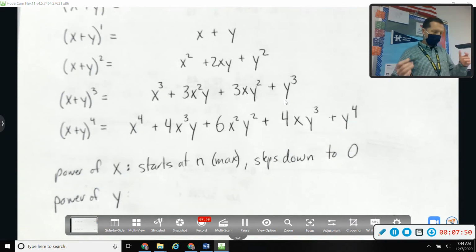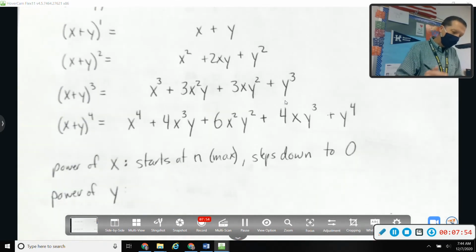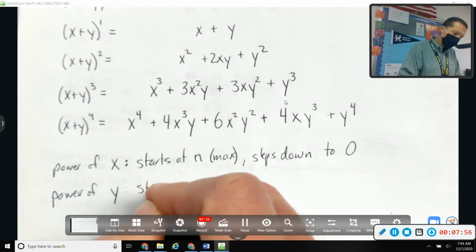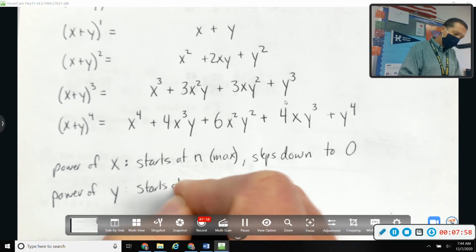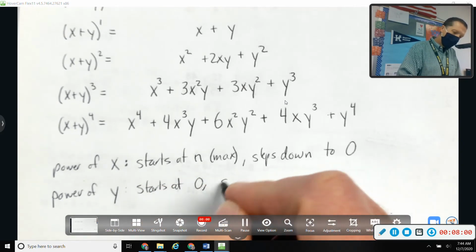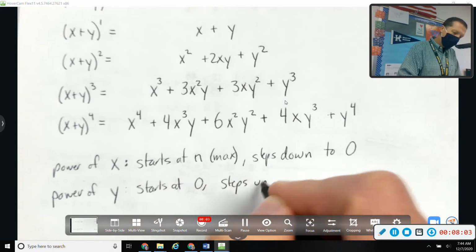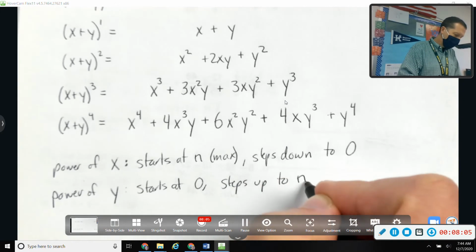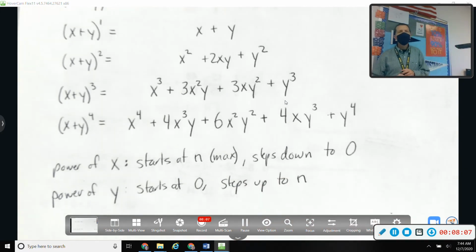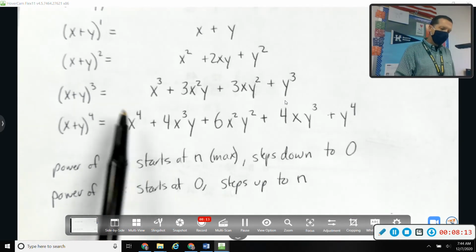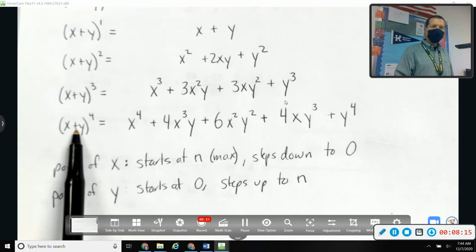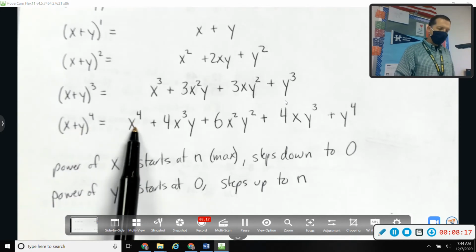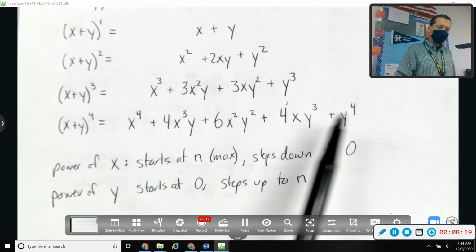So I don't know how you're going to view it, but I'm normally reading left to right, so I'm going to say that it starts at 0 and steps up to n. Take a moment and look and verify that that's the case. Look at our line 4 here. There aren't any y's, and then there's 1, 2, 3, 4 y's.